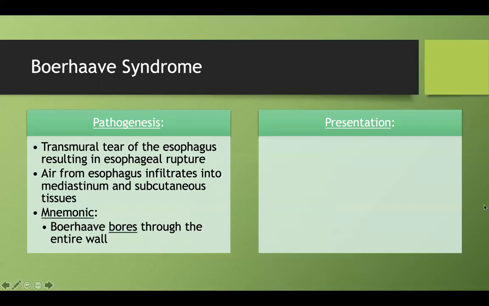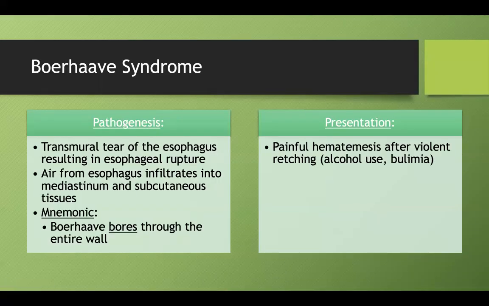Boerhaave syndrome. And again, this is going to present with painful hematemesis after violent retching. As you can see, it's a very similar presentation as Mallory-Weiss. So you kind of have to work both of them up at the same time. You have to treat every Mallory-Weiss like it's Boerhaave syndrome just to be safe. But in Boerhaave, in addition to the painful hematemesis, on a test question especially, they might mention this Rice Krispie feeling, this crepitus on the neck or the chest wall.